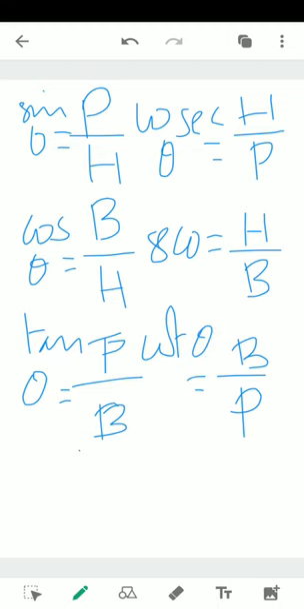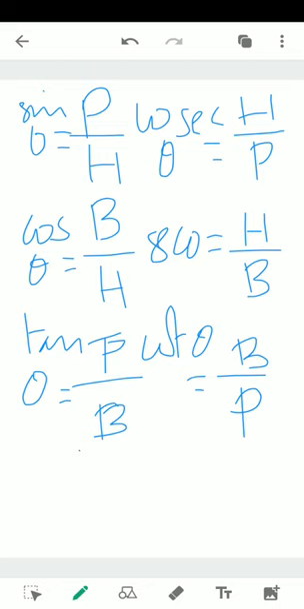Sin theta equals perpendicular by hypotenuse. Cosec theta equals hypotenuse by perpendicular. Cos theta equals base by hypotenuse. Sec theta equals hypotenuse by base. Cot theta equals b by p. So that is established. These are the 6 ratios that I have for the 3 sides of a triangle. So this is clear.